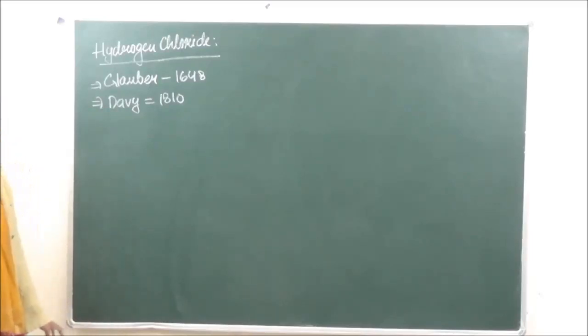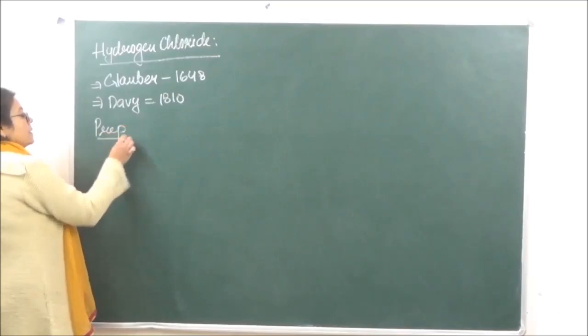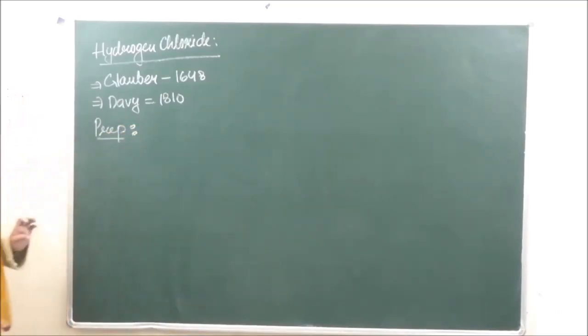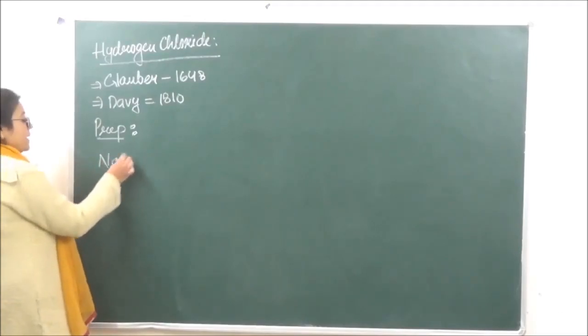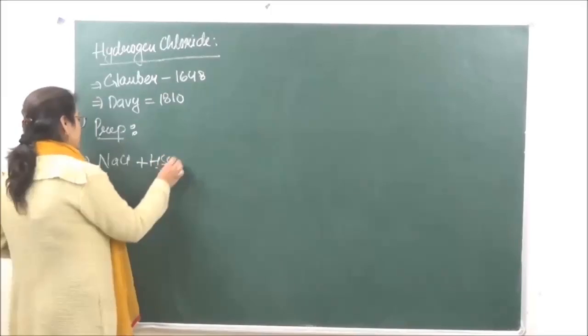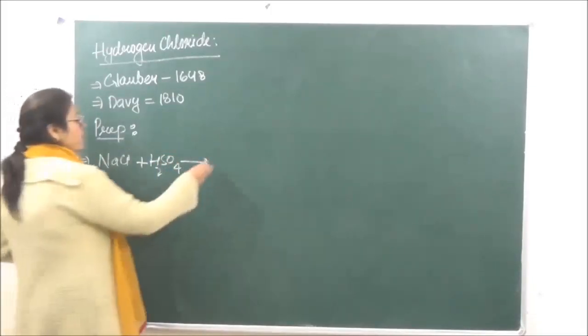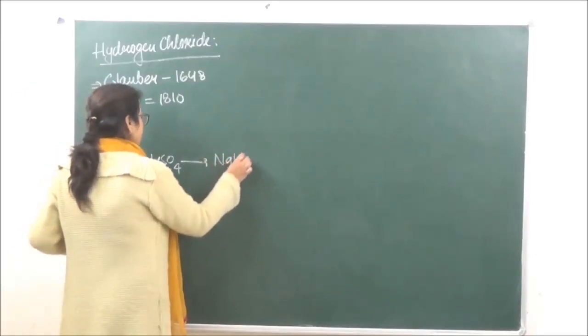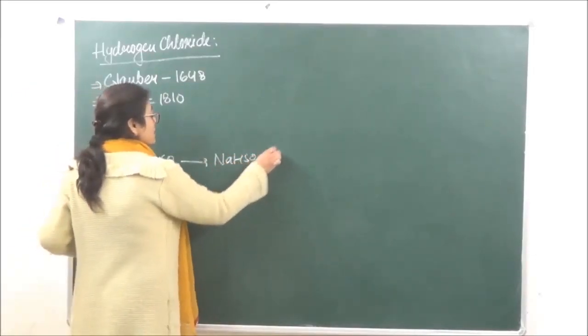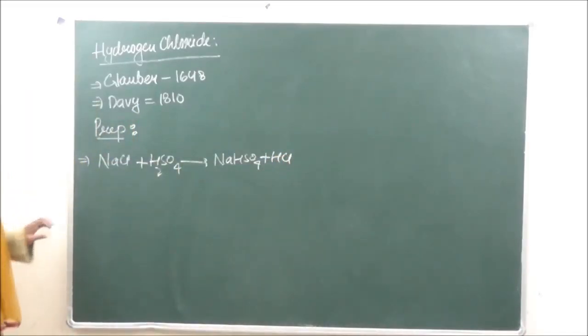ठीक है? Now when we are doing the preparation of HCl जब हम करते हैं, it can be prepared by reacting NaCl with H2SO4 to give us NaHSO4 plus HCl. ठीक है? So this is how it can be prepared.